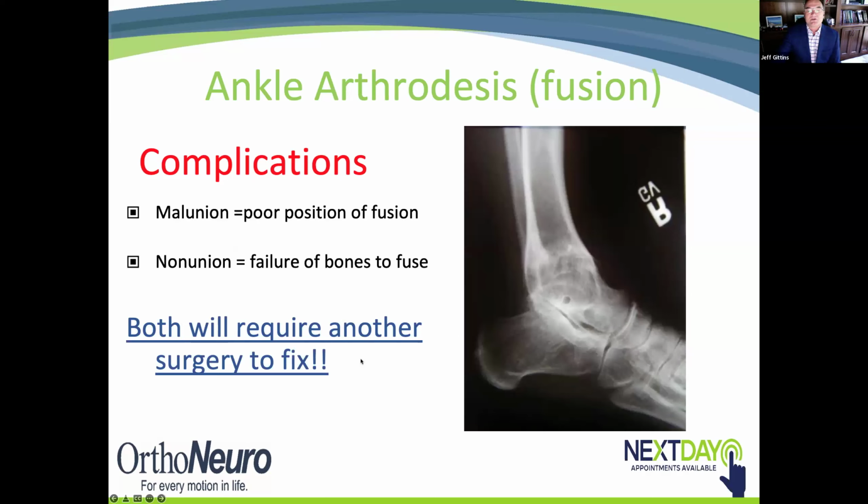When it comes to ankle fusion, there are certain complications that can occur as well, including a malunion, which is described as being the ankle put together but not in the right spot, versus a non-union, where the ankle's put together but it just didn't heal. Both require further surgery.